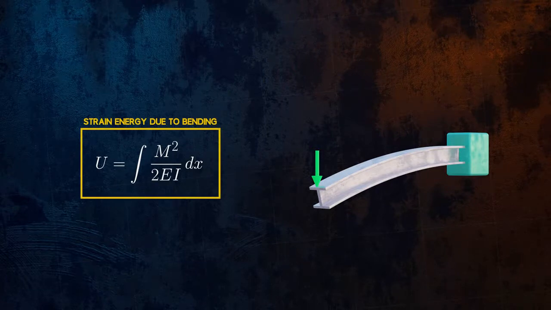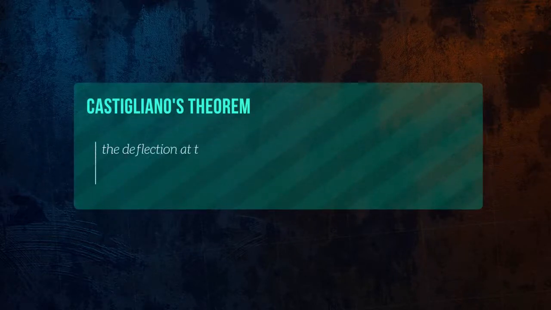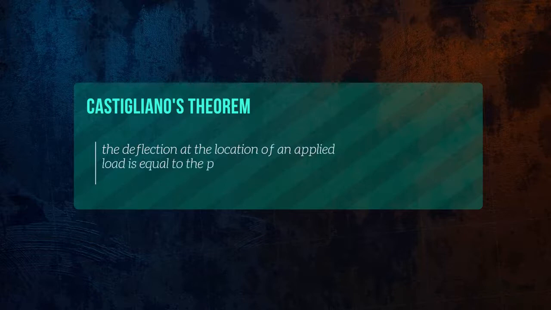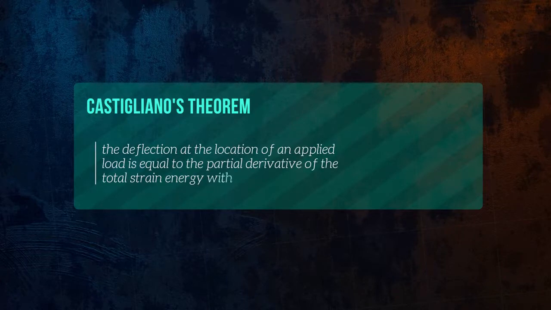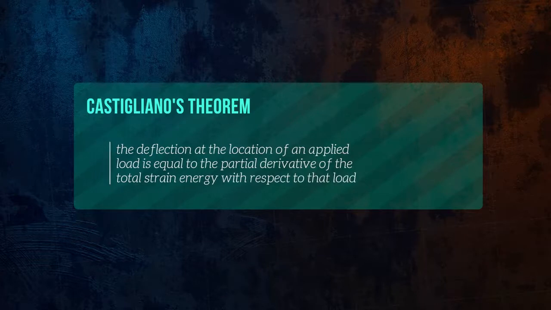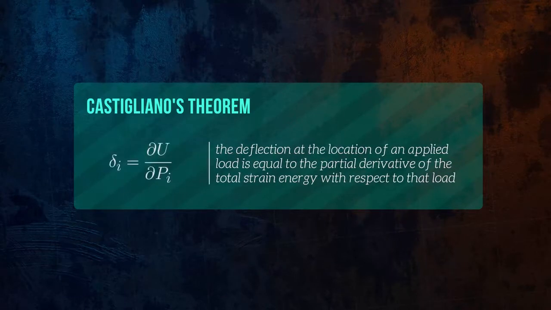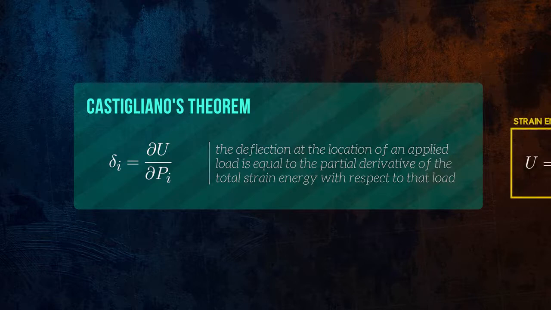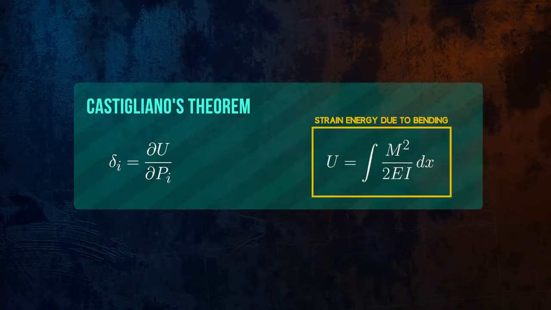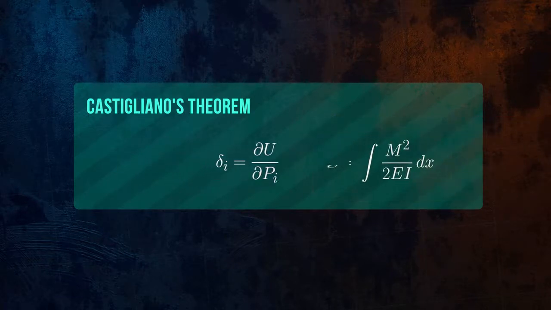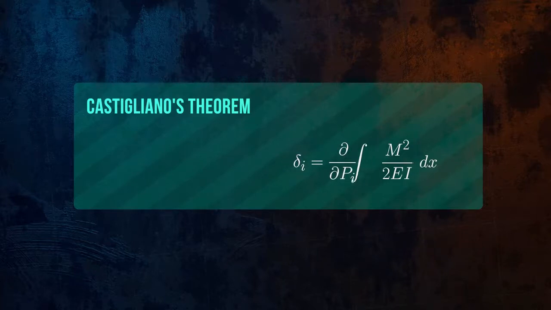from pure bending. Castigliano's theorem states that the deflection at the location of an applied load along the line of action of the load is equal to the partial derivative of the strain energy with respect to that load. The deflection can be a displacement or an angle of rotation. Because the bending moment term is squared in the strain energy equation, it's usually easier to move the partial derivative inside of the integral, like this.